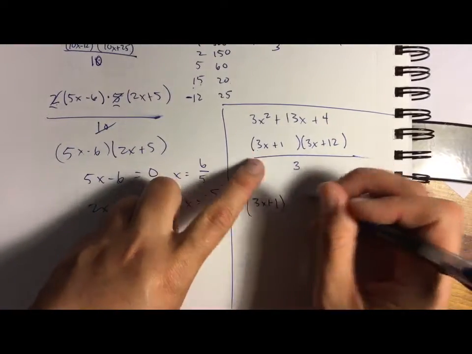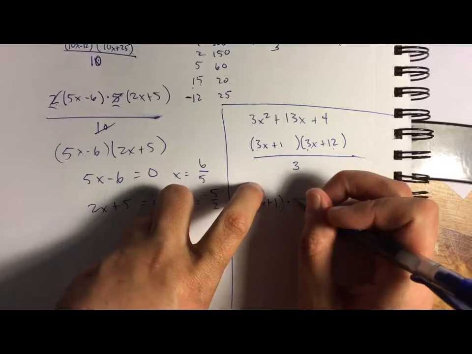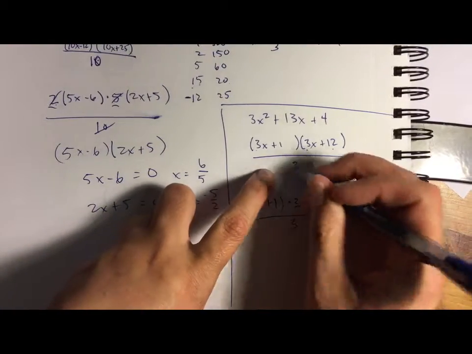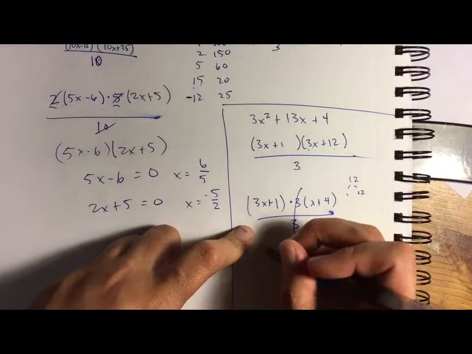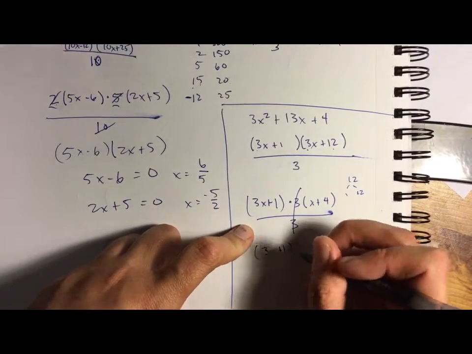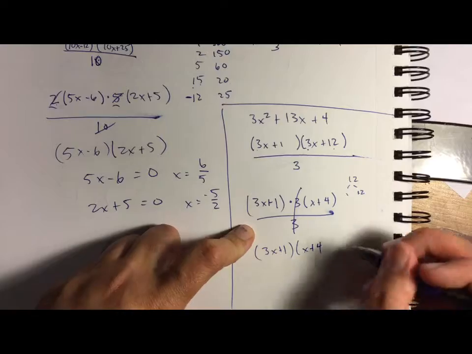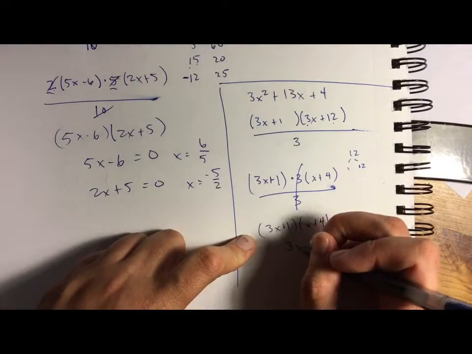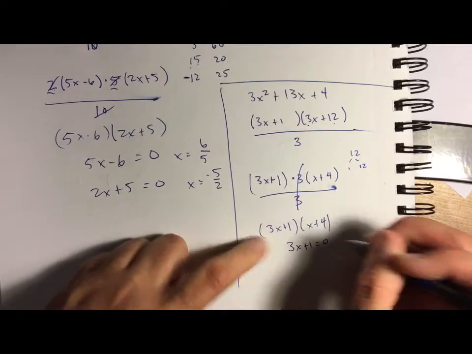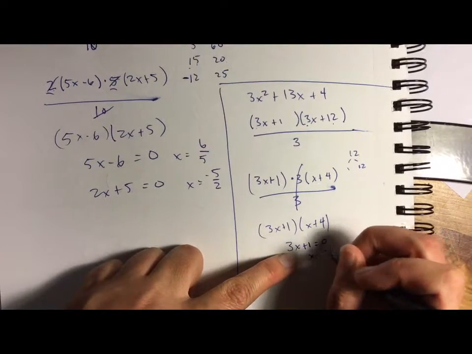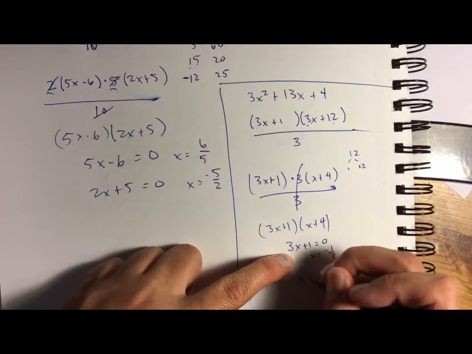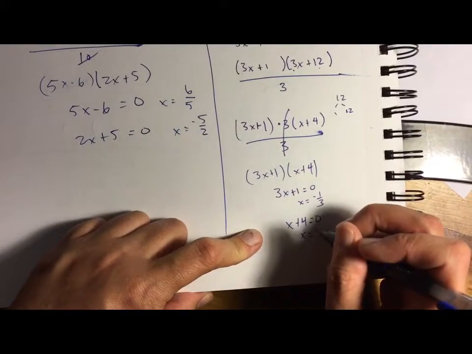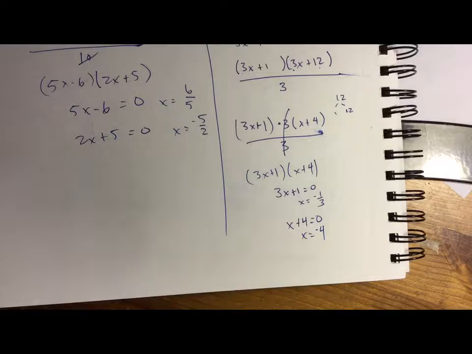3x plus 1. But I can divide these both by 3. x plus 4. Divide that, 3 is still there. Those go away. You get 3x plus 1 times x plus 4 as your answer. And now we can solve for the roots. So x is going to be negative 1/3. And then x plus 4 equals 0, x is negative 4. And those are your answers.